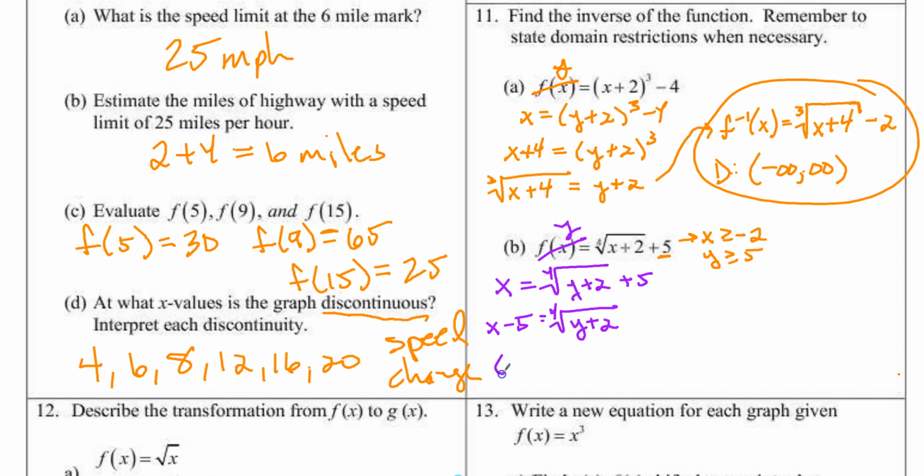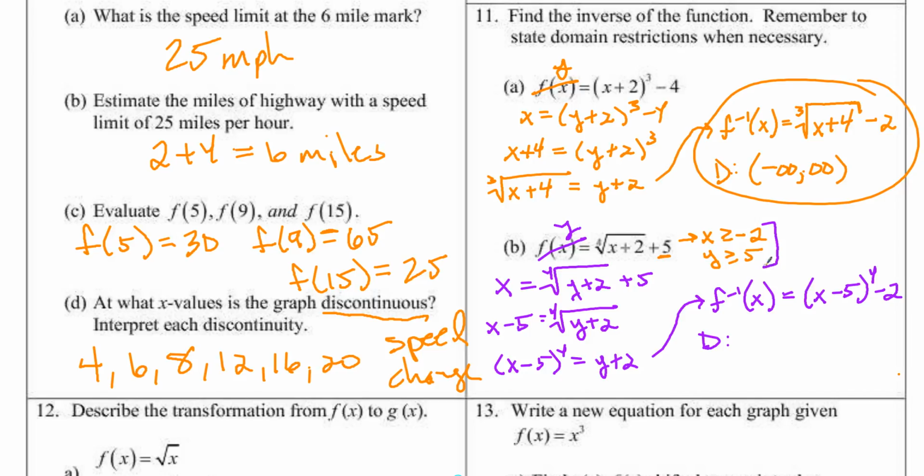Raise both sides to the fourth power, so I have x minus 5 to the fourth equals y plus 2, and then the inverse of x is equal to x minus 5 to the fourth minus 2. Now the domain is going to be restricted, and it was important to say both the domain and the range of the original function, because we remember, hopefully, that when we're talking about inverses, the domains and ranges flip-flop. So the domain of my original function is now the range of my new function.